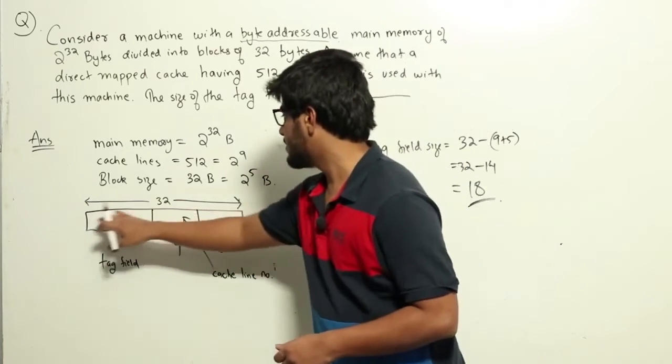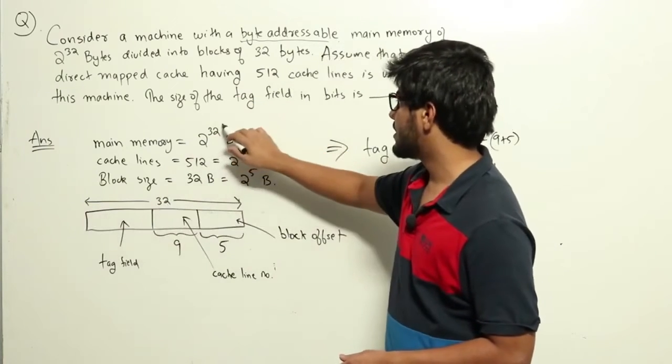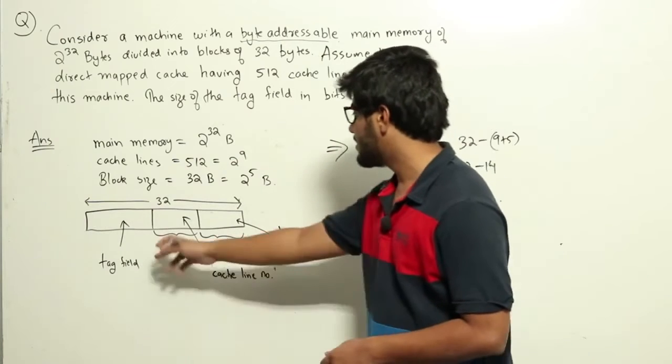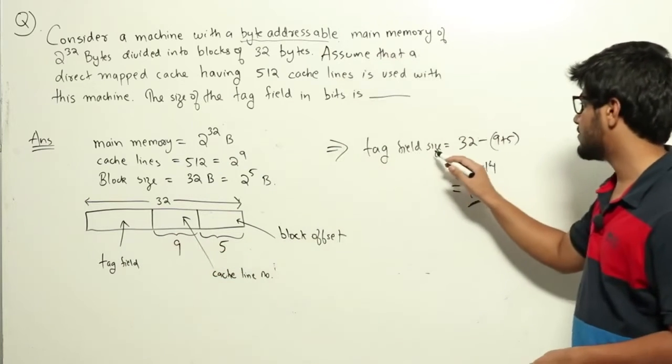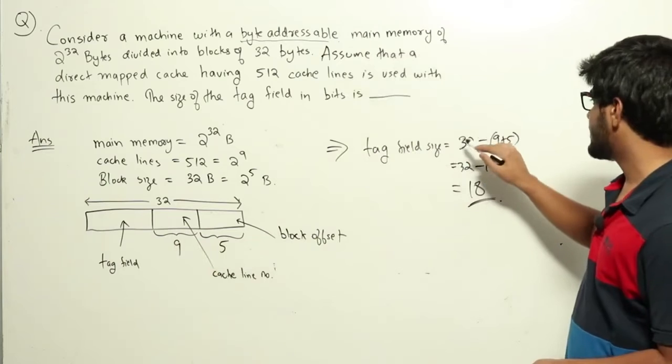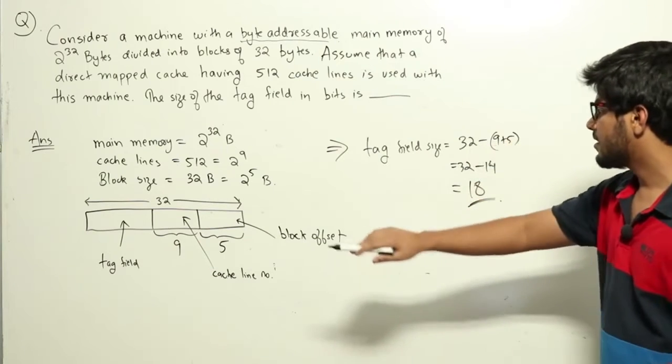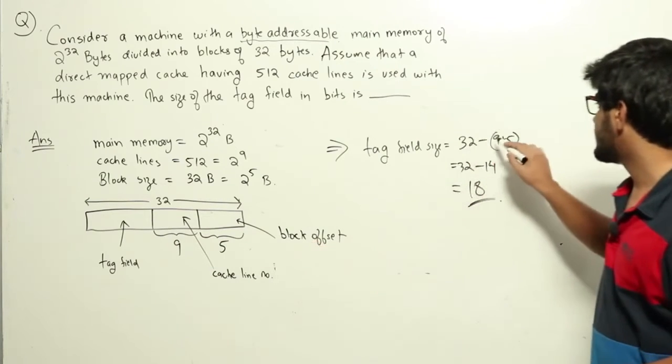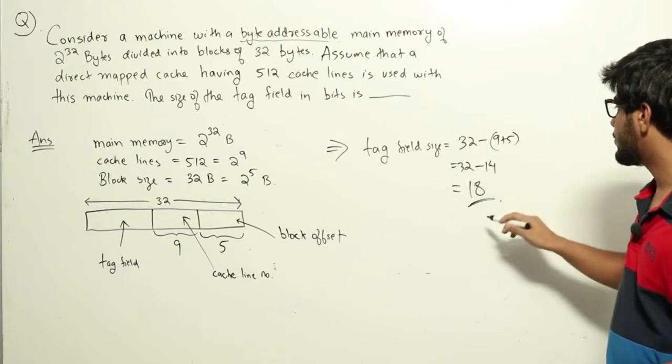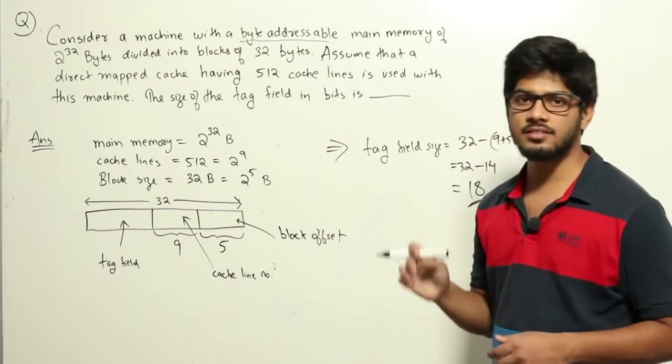So the total size is 32 bits, which was given in the question. Main memory size is 2 power 32 bytes. Now we can easily calculate tag field. Tag field size will be total address bits, that is 32, minus cache line number plus block offset, that is 9 plus 5. That will be 32 minus 14 equal to 18. 18 is the answer to this question.